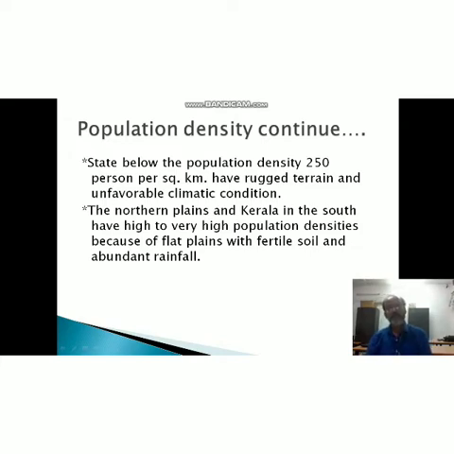But in the northern plains and in Kerala, in South India, they have high to very high population densities. That means in the northern plains and in Kerala, more people are residing in 1 square kilometer because there are flat plains, agricultural land is available, climatic conditions are good, fertile soil is there, and abundant rainfall is there. The transportation system is developed. So population is attracted to those places.